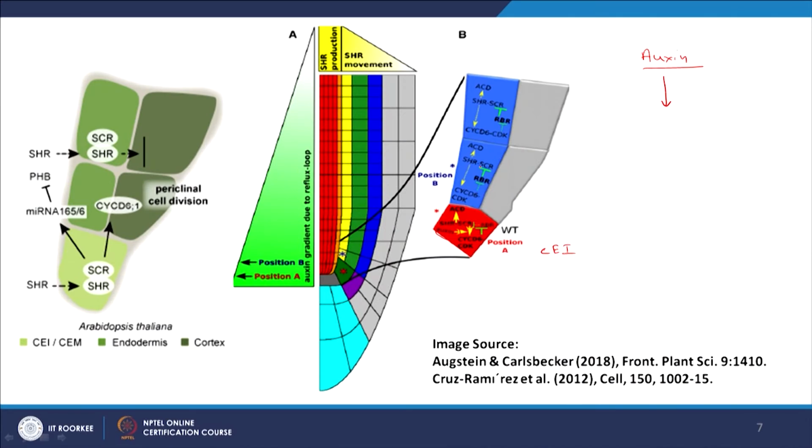But what happens is that in inner cells, since the auxin level is going down, you have SHORT-ROOT SCARECROW mediated cell fate determination of the endodermis. But overall, the combination of auxin, SHORT-ROOT, SCARECROW, RBR basically ensures the first or the asymmetric cell division in CEI, and then the eventual process of layer differentiation.